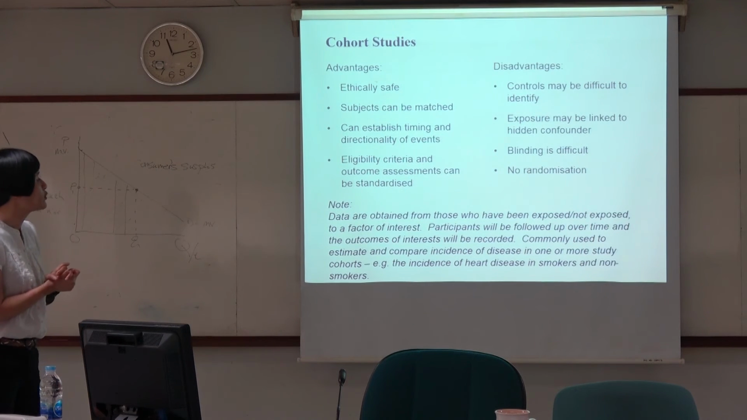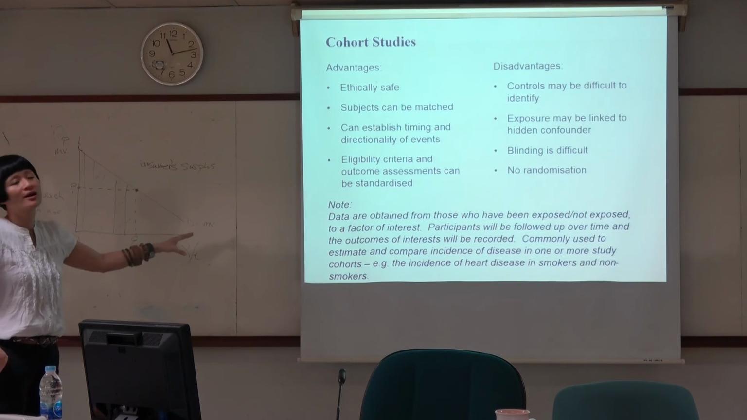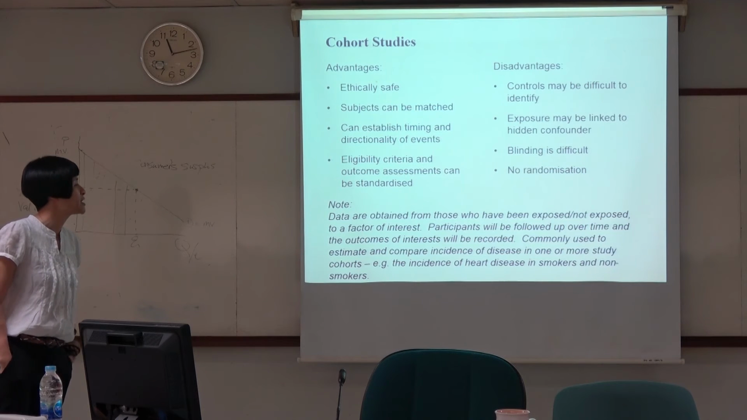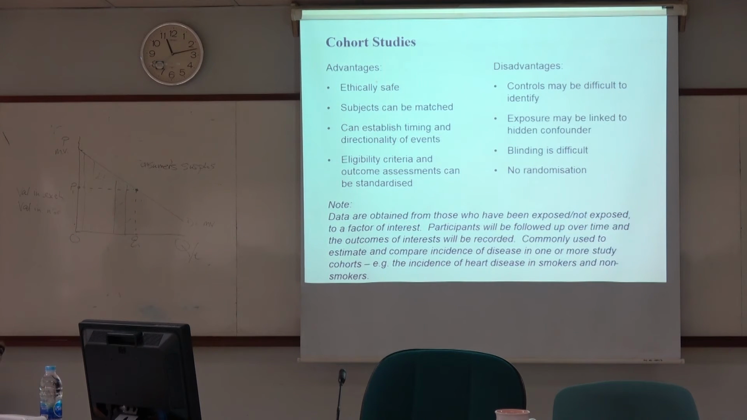So we can start with cohort study. Just a reminder, a cohort study is when data are obtained from those who have been exposed or not exposed to a factor of interest, and your participants will then be followed up over a period of time, and then you record the outcomes of interest. So it's commonly used to compare incidence of disease in one or more study cohorts. For example, the incidence of heart disease in smokers and non-smokers, if you are interested in comparing them. So that's typically the type of study.